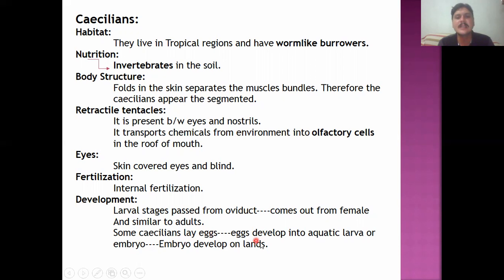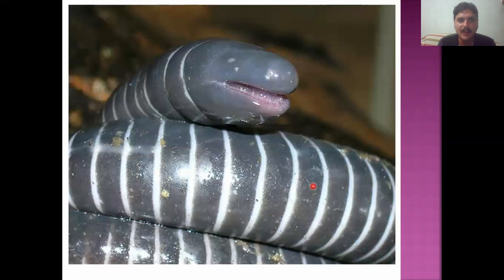Some Caecilians lay eggs. The Caecilians that lay eggs, their larvae are aquatic, and the larvae develop inside the aquatic environment. And when this larva changes, it moves toward the land. So this is about the development in Caecilians.